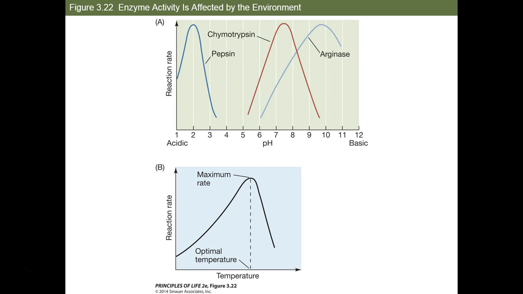Here we have 2 graphs. The top one shows optimal activity of enzymes in their pH. The reaction rate for the enzyme pepsin, which is found in our digestive system, has a higher reaction rate at a lower pH, while the enzyme chymotrypsin works better at a pH of 7 to 8. The bottom graph shows an optimal rate of enzyme and temperature. By increasing the temperature, the rate will increase, but increasing too much will denature the enzyme, thus turning it off.